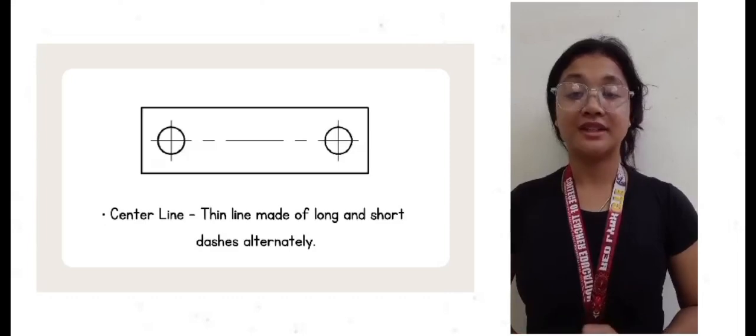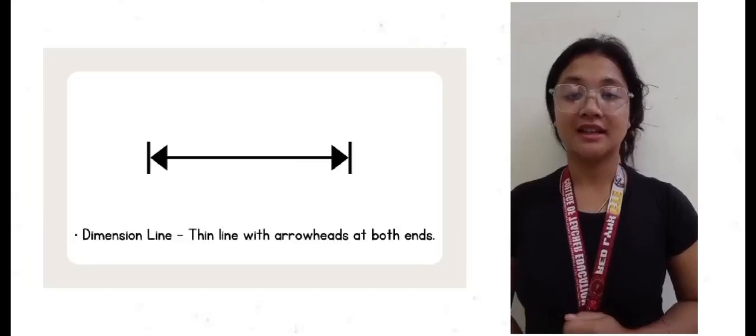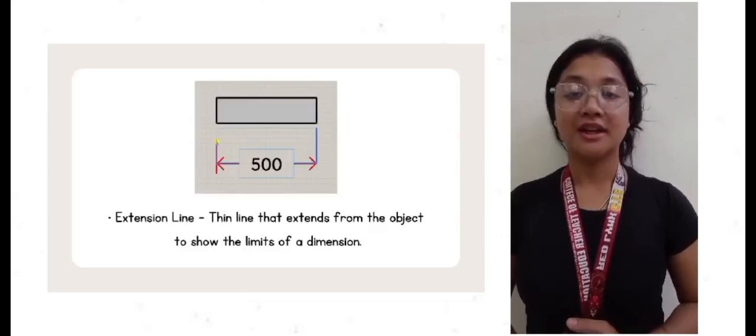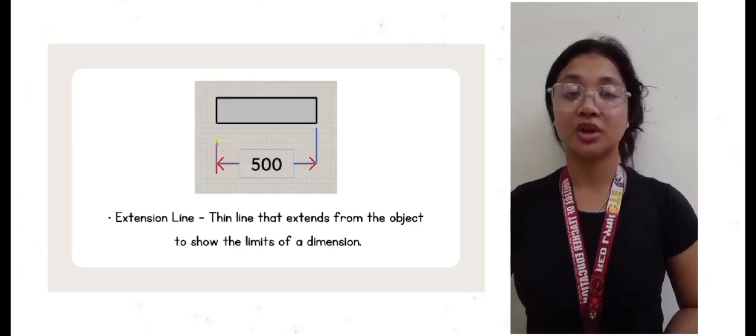First, we have the center line. A thin line made of long and short dashes alternately. Second, the dimension line. A thin line with arrowheads at both ends. Third, the extension line, also known as the continuous line. A thin line that extends from the object to show the limits of a dimension.